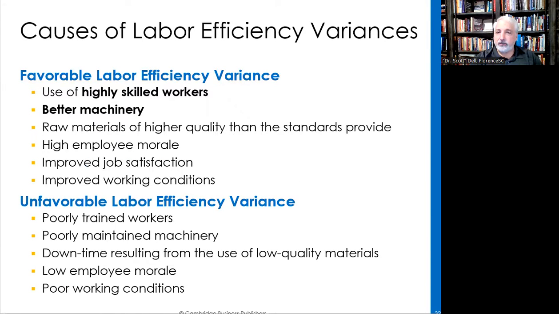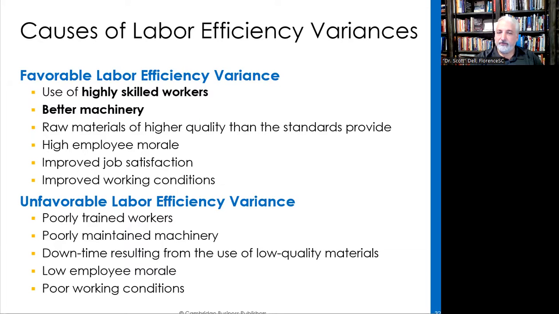And then we have our efficiency. We have a favorable efficiency variance: our highly skilled workers, we're paying them more, but they've been around longer. They've done this before. What takes a newbie 2 hours took them an hour and a half. Maybe there's better machinery. Maybe the raw materials were higher quality than the standards provide, so there was less waste and fewer inefficiencies. High employee morale. Happy employees tend to work better, improve job satisfaction, improve working conditions, better lighting, better environment, temperature, whatever it might be.